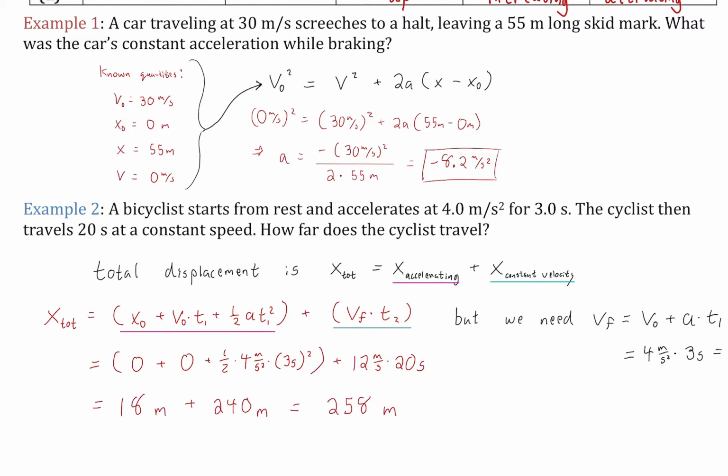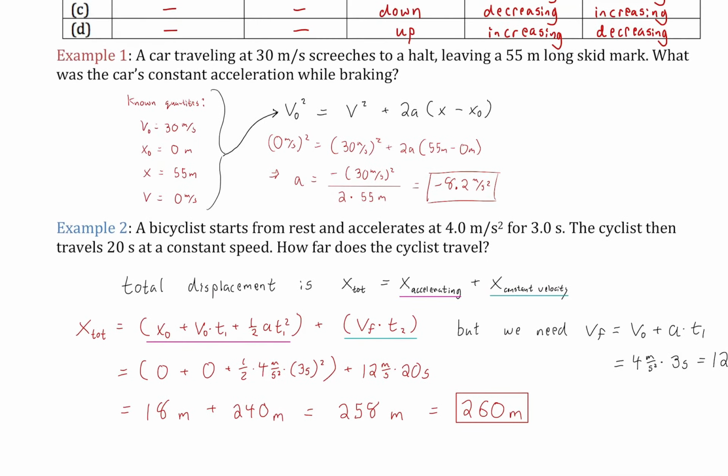Do the calculation. We find that the bicyclist covers only 18 meters while accelerating, but once they reach that final speed, they coast for another 240 meters because, of course, it's a much longer time. And then their final displacement is 258, but we only had 2 sig figs, so it rounds to 260. All right, let's move on.